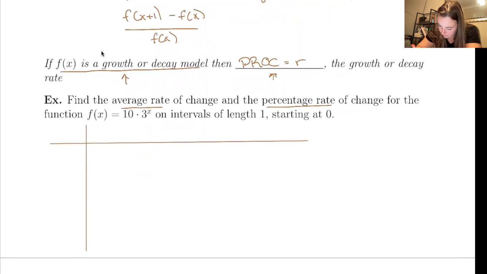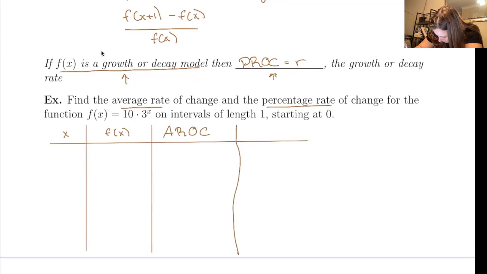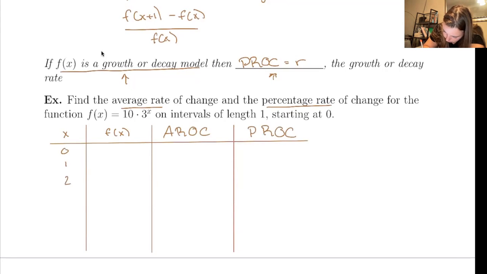So we're going to have x, f of x, and then we're going to have our average rate of change and our percent rate of change. Okay, cool. So we're starting at 0. So 0, 1 on intervals of length 1. So then 2, 3, 4, and maybe we'll do all the way to 5.